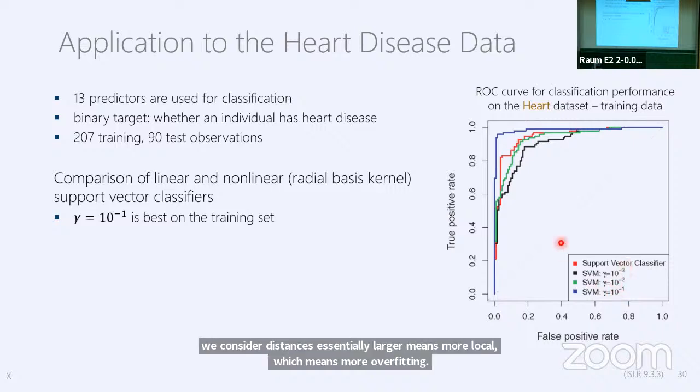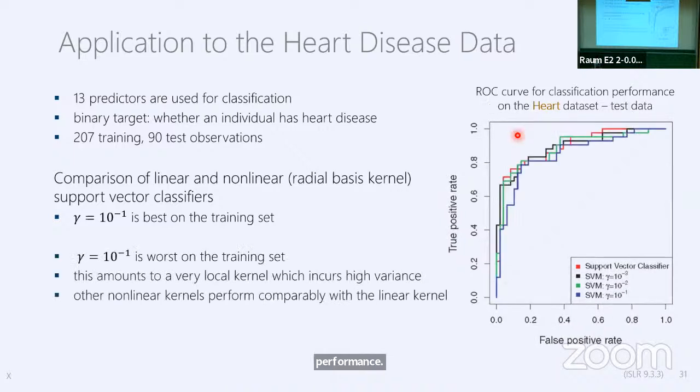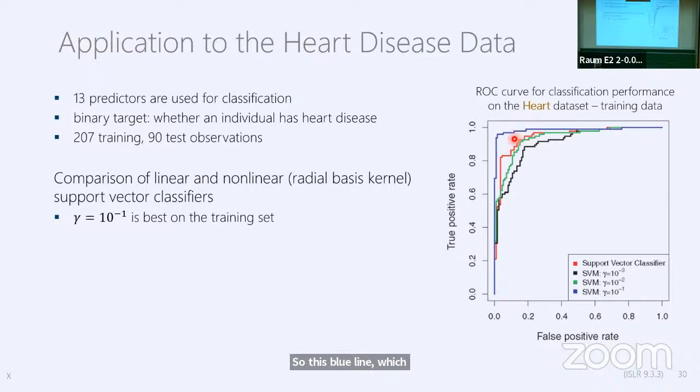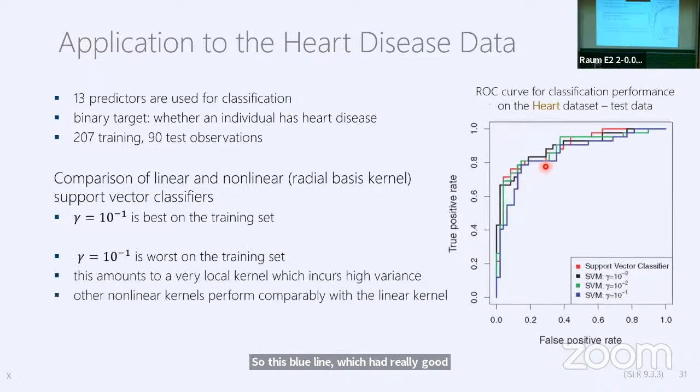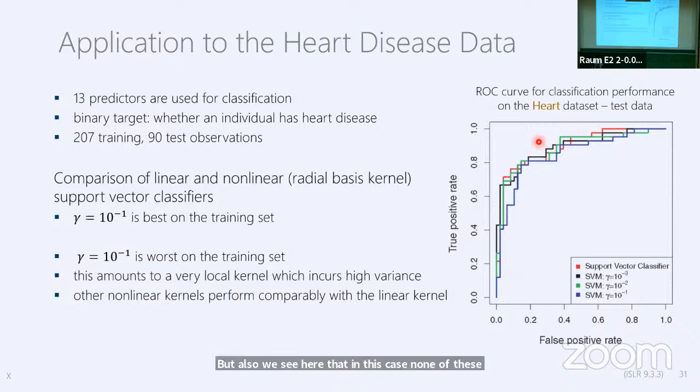So for larger values, we get a much better training performance. But of course, if we now go to the test set, we see this reversed, right? So this blue line, which had really good training performance, has now terrible test performance, or slightly worse test performance. But also we see here that in this case, none of these different hyperparameters can give us a good solution.